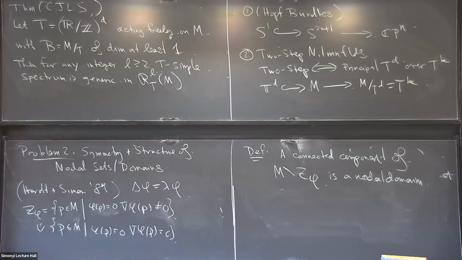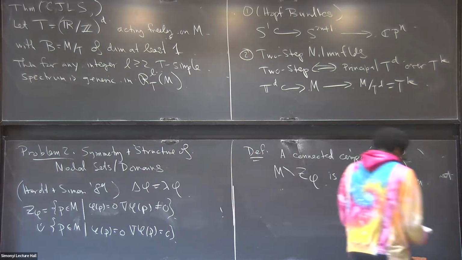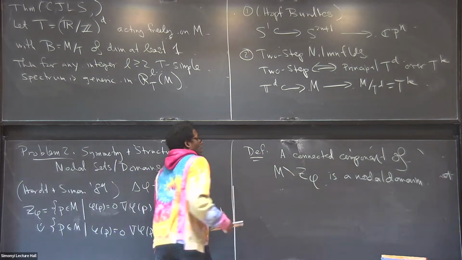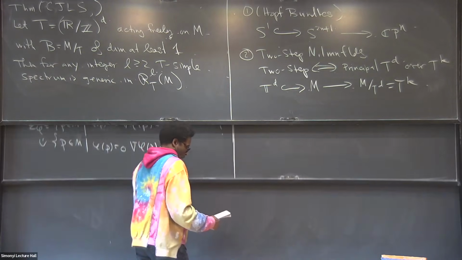And of course, Courant's nodal domain theorem gives you an upper bound. So what we're going to be able to show is that for generic metrics, you can always get a lot of eigenfunctions with exactly 2 nodal domains. Okay, so that's where we're headed. So maybe I'll give a little background.